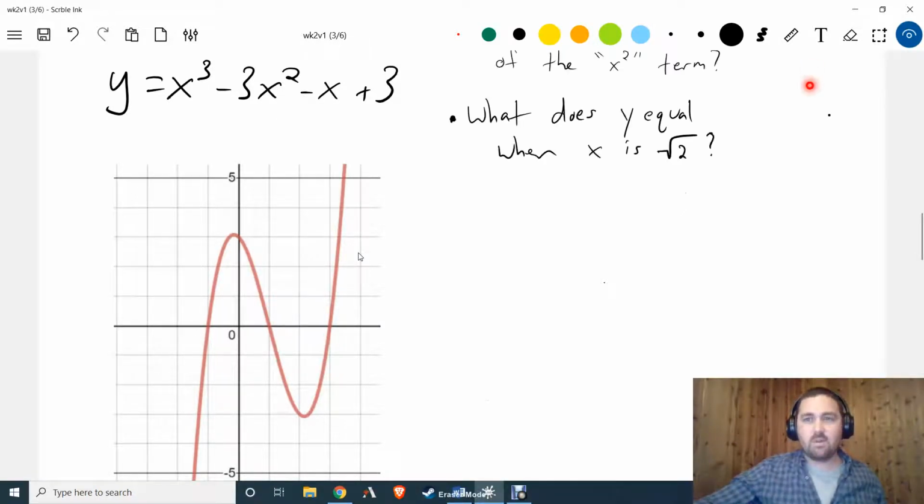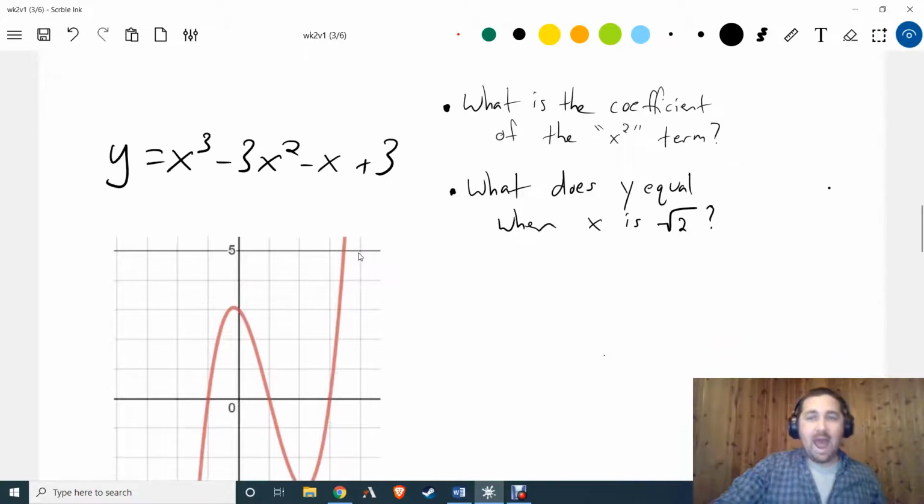So here are a couple possible questions we might want to ask about a relation. This first one, what is the coefficient of the x squared term? Well, that's pretty easy to answer with an equation. It's just the negative 3. It's the coefficient right there. This one says, what is y equal when x is the square root of 2? Well, we take the square root of 2, we plug it in for x here, and we end up getting what y is equal to. Really nice to have an equation for this because it's easy to work with.